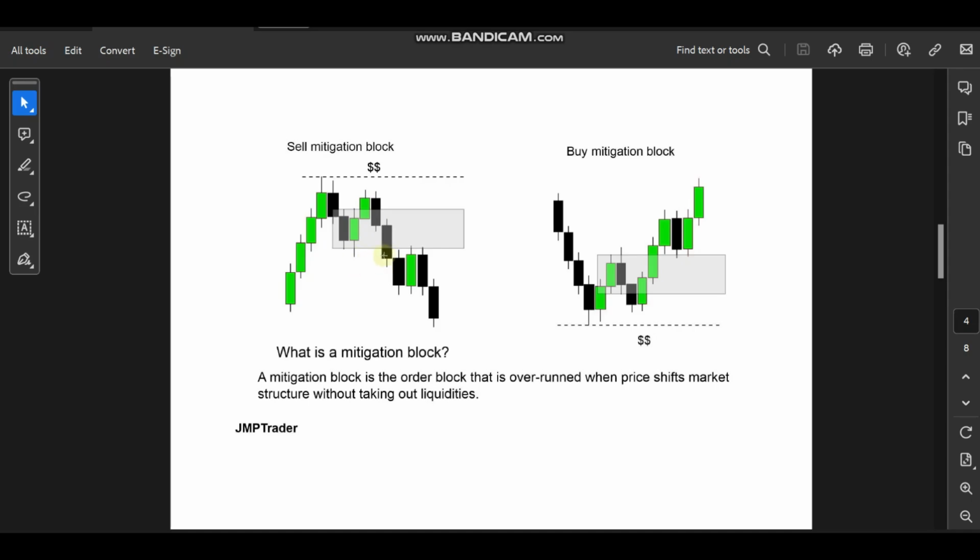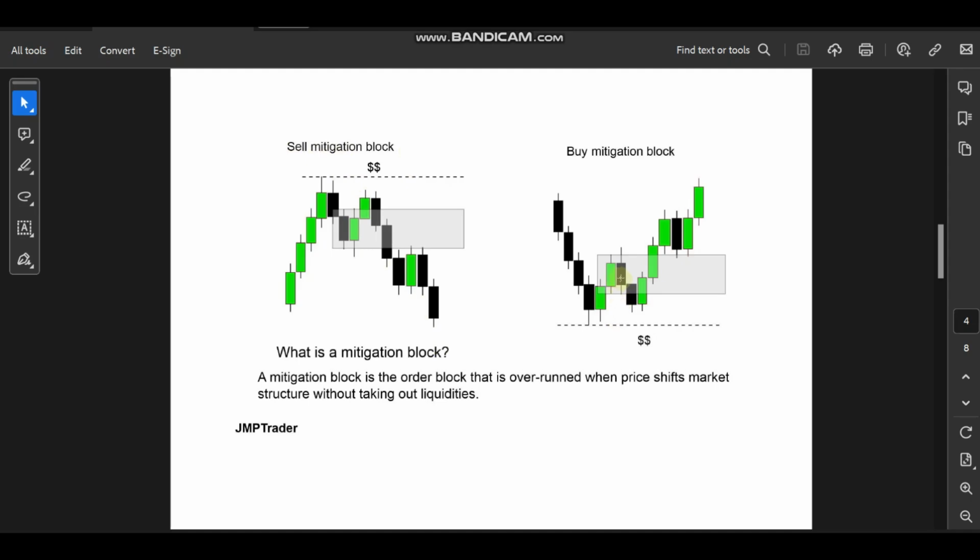With this market structure shift here, though I did not mark it yet, so I'm going to mark it on the chart. So this market structure shift here, this overrun order block now, the whole body of the candle from the wick to the wick now becomes the mitigation block. So you can see when immediately price closed below this low, price just retraced back into this order block, tapped into it and continued dropping. That is a sell mitigation block.